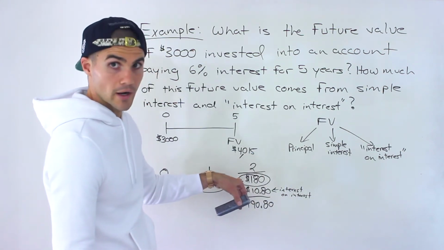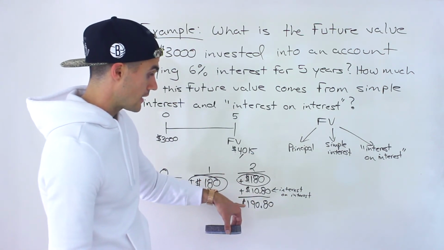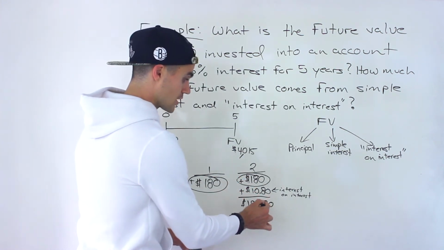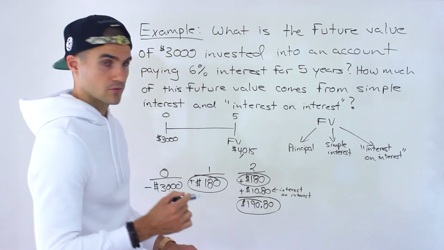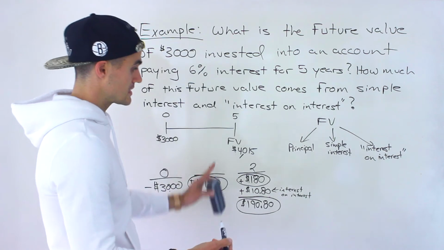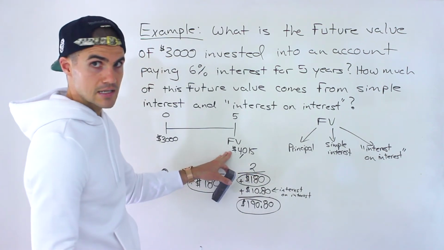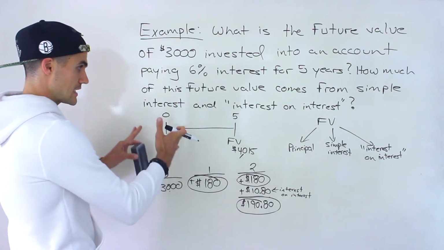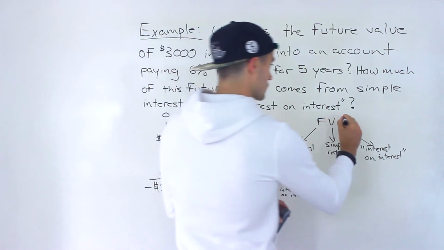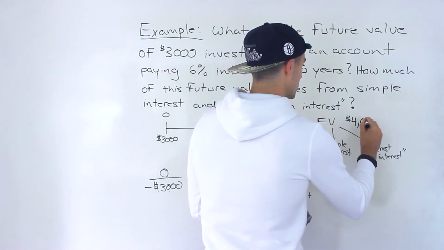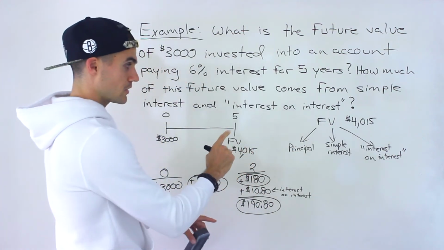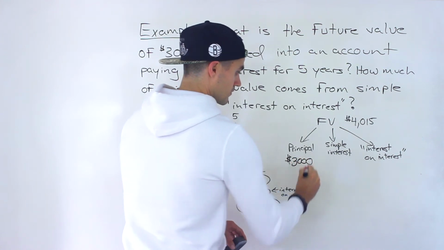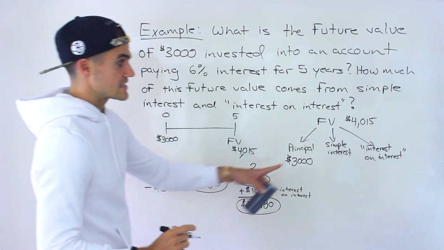So in year 3, we're going to get the 180, the simple interest portion, and then we're going to receive the interest on interest, 6% of this amount. And on until we get to this. And then when you add everything up, you would see that it equals $4,015. And so taking this and relating it to this diagram, this future value of 4,015 is broken down into the three components: the 3,000, the principal, and the simple interest.